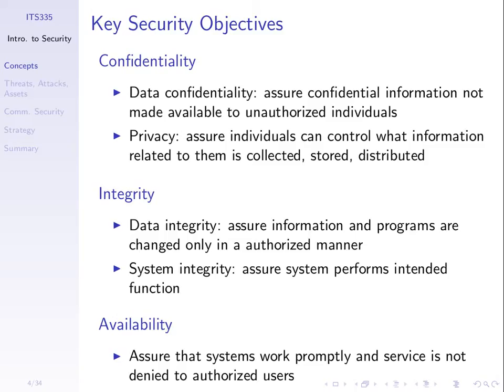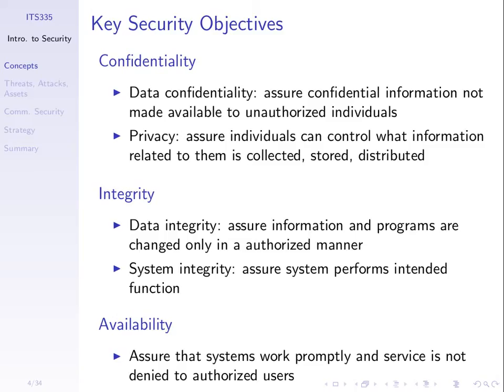Confidentiality is keeping things secret, keeping something confidential. Often we can split it into two types of confidentiality, because sometimes we use the word to refer to different things. Data confidentiality: making sure data or information is not released to unauthorized people. So assure confidential information is not made available to someone who's not authorized to access it. I think most people understand that. When we hear about security, we think about keeping secrets. You've got a file, you don't want everyone to be able to see the contents of that file, so you want to keep the contents secret or confidential. So data confidentiality is a common thing that we aim to achieve in computer security.